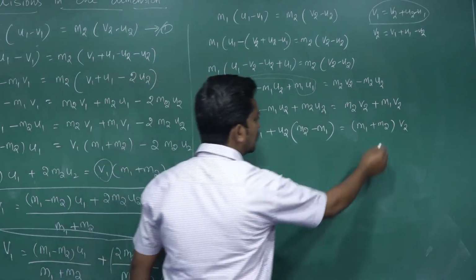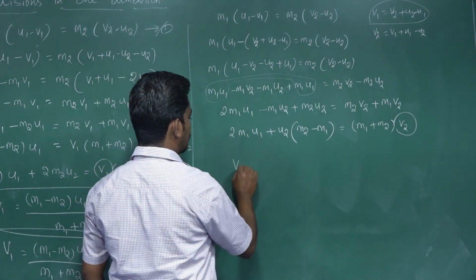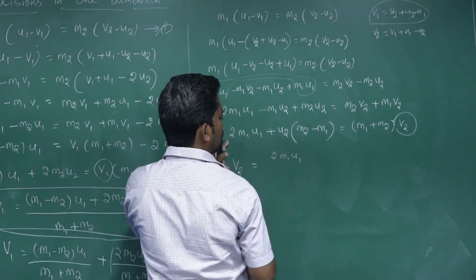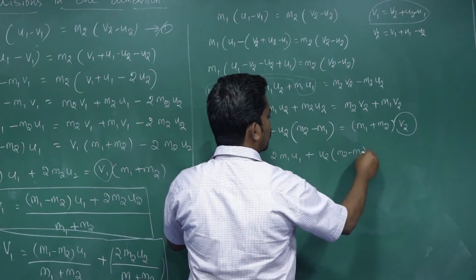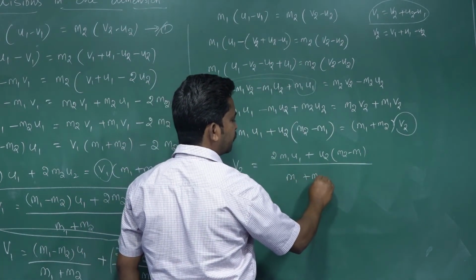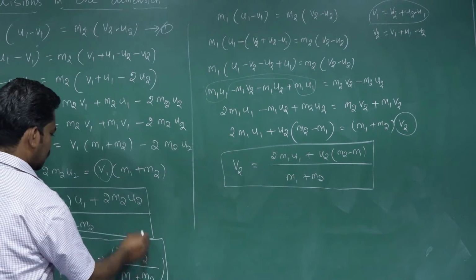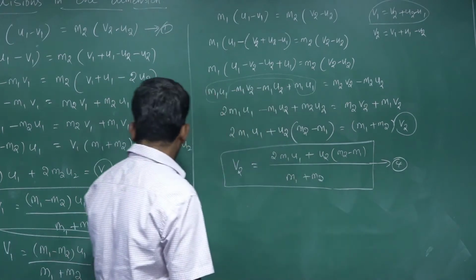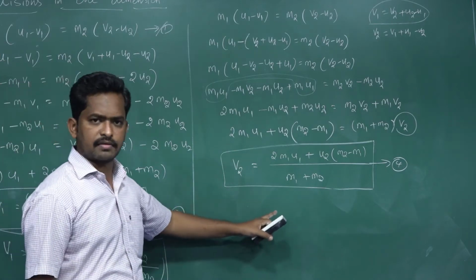So I want to calculate the final velocity of the second object after collision of elastic bodies: v2 is equal to this term, (2m1 u1 plus u2 of (m2 minus m1)) whole divided by m1 plus m2. This is the final velocity of the second body. This is equation number 3, this is equation number 4. So v1 is the final velocity of the first elastic body, and v2 is the final velocity of the second body.